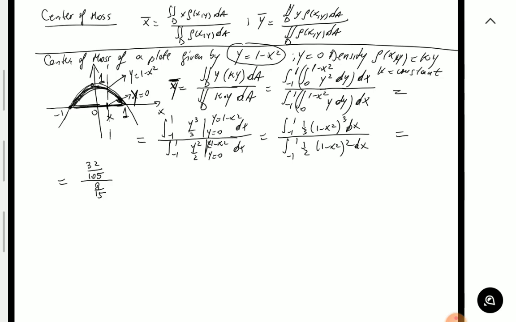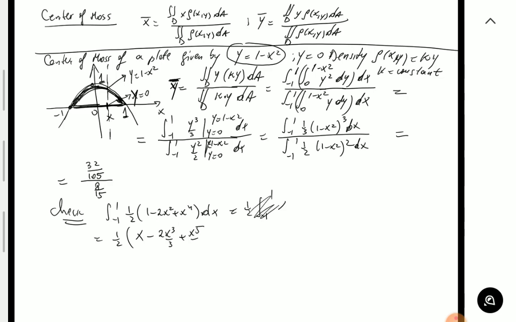Okay, so let's actually check the bottom one just for the sake of completion. I don't want to raise this to the power 3 on the top, but let's do the bottom one. If you raise that to the power 2, that's just 1 minus 2x squared plus x fourth. And then the integral of that will be x minus 2x cubed over 3 plus x fifth over 5 between -1 and 1.